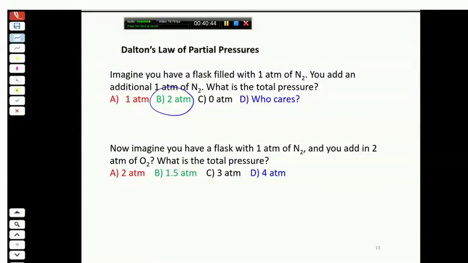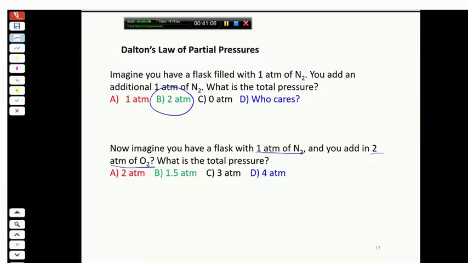Let's say we have 1 atmosphere of N2 and we add in 2 atmospheres of O2. Now let's assume that the two don't react with each other, which they don't under normal conditions. So if we started with 1 atmosphere of nitrogen and we added 2 atmospheres of O2, what would be the final pressure in this case? Is it any different because we have two different gases? So what does anybody think the answer would be here?